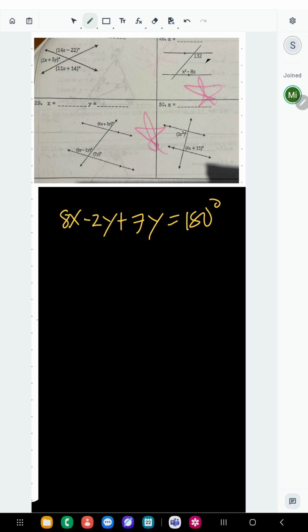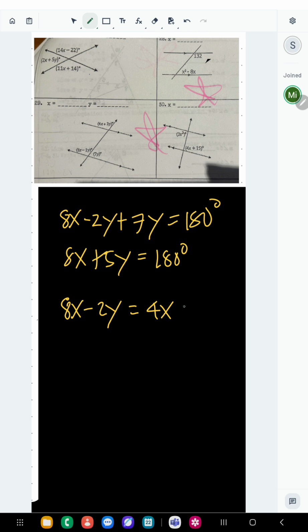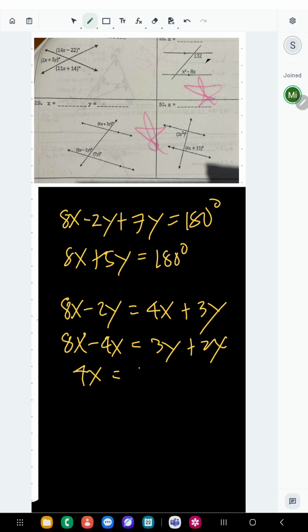And then 8x plus 5y equals 180 degrees. Then we need another equation. They are corresponding angles. 8x minus 2y is equal to 4x plus 3y, right? Okay. Then we can group like terms. This is 8x minus 4x equals 3y plus 2y. So this is 4x equals 5y.